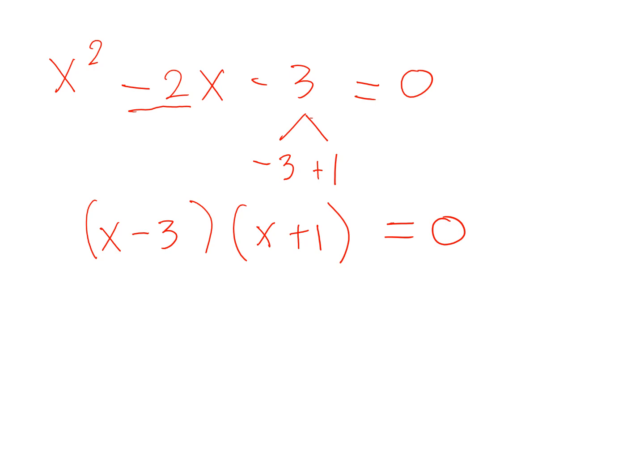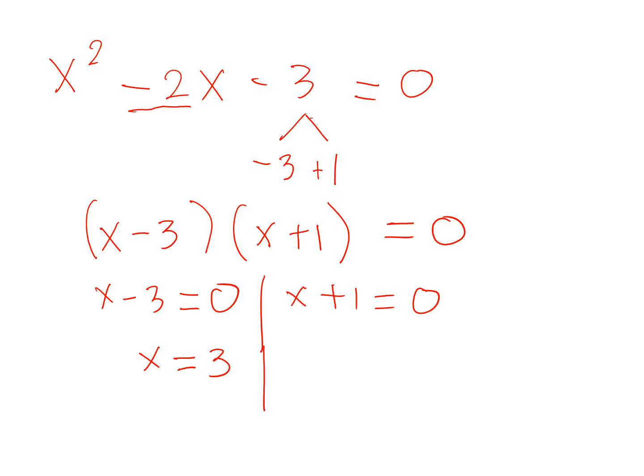Then next is step number 3. We're going to apply the zero product property. So x minus 3 equals 0, and x plus 1 equals 0. Equate each factor to 0, then solve the resulting equations. So we have x is equal to positive 3 and x is equal to negative 1.